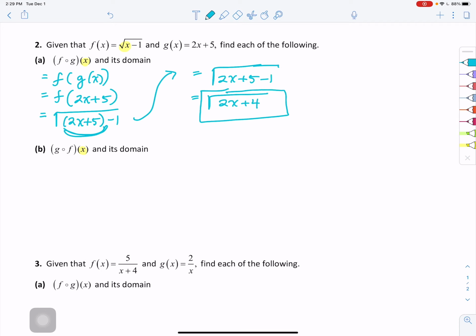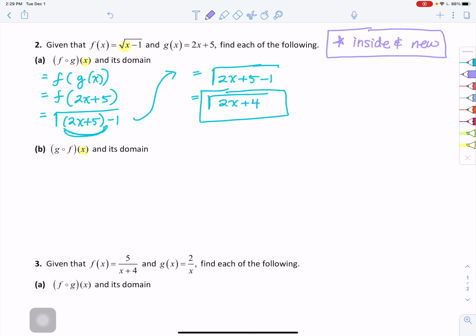Okay, now let's go ahead and talk about the domain. There's two things when you talk about the domain. I always say it's the inside function and the new. So we can say that a few times, inside and new. Inside and new. So you will take the most restrictive of the inside function and the new function.